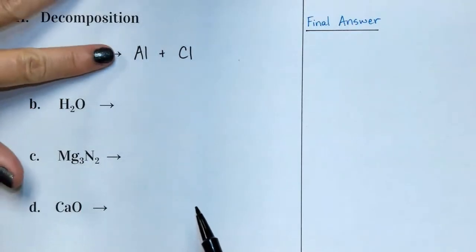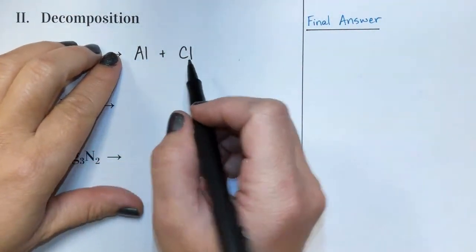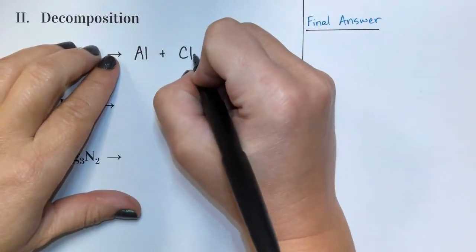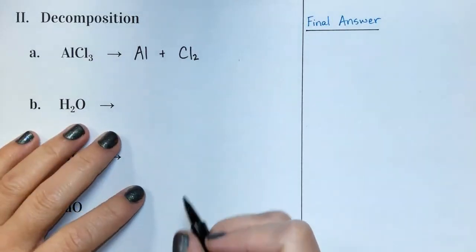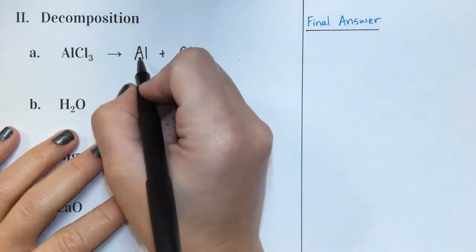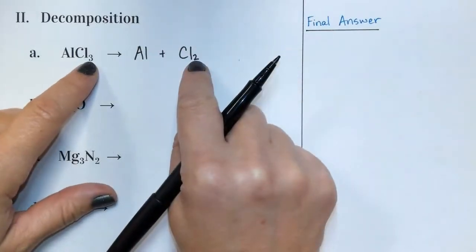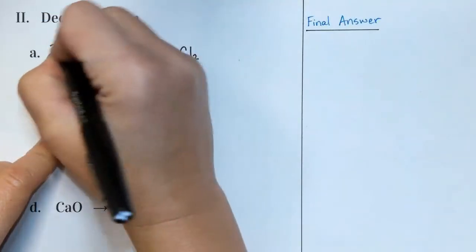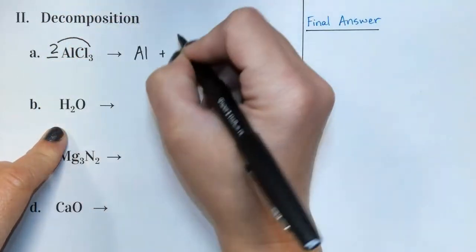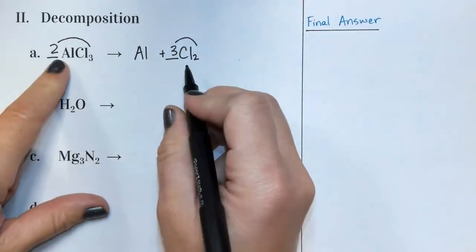Now that I have written my two elements separated, all I need to know is, are either of these a diatomic? Chlorine is one of our 7 diatomics, so it needs a subscript of 2. And now we can balance the coefficients. 1 aluminum, 1 aluminum, 3 chlorines, 2 chlorines. A common factor of 2 and 3 is 6. So a coefficient of 2 here will give me 2 times 3 is 6. And a coefficient of 3 here would give me 3 times 2 is 6.